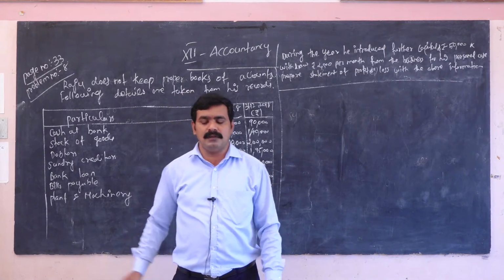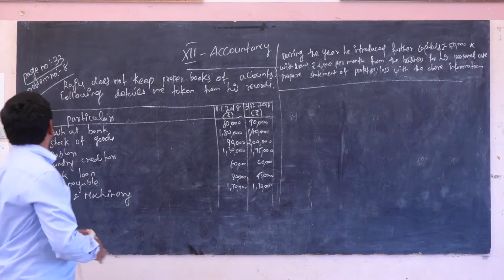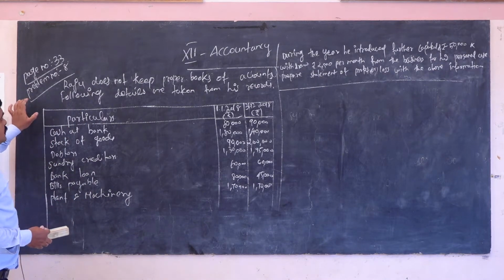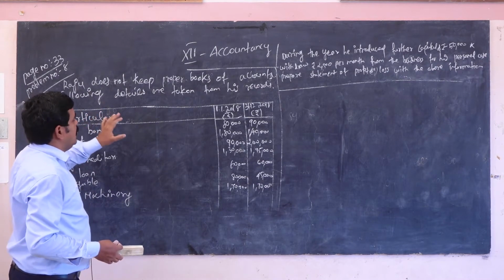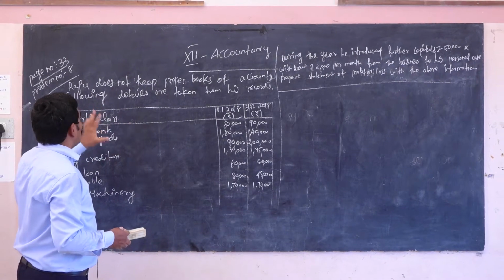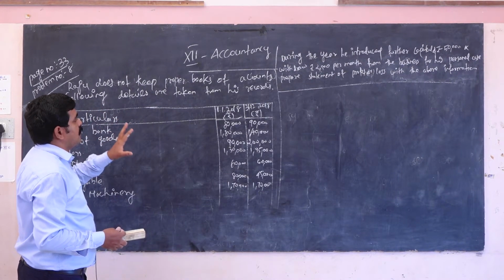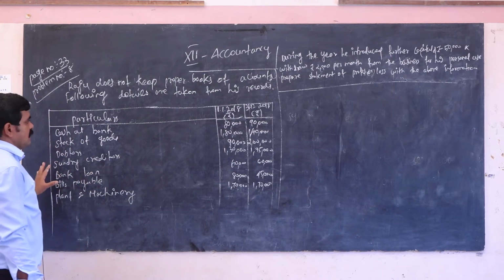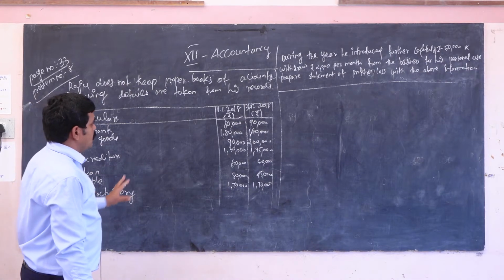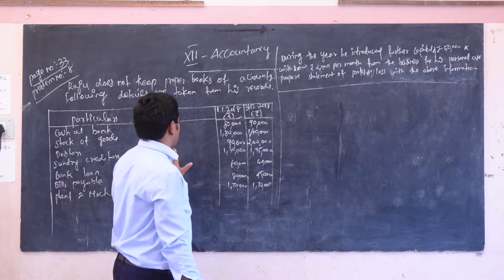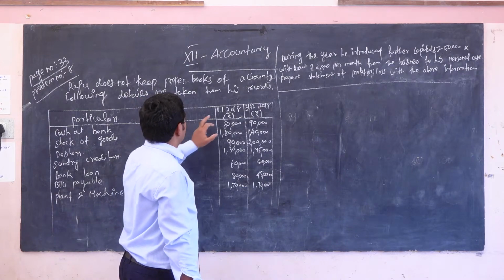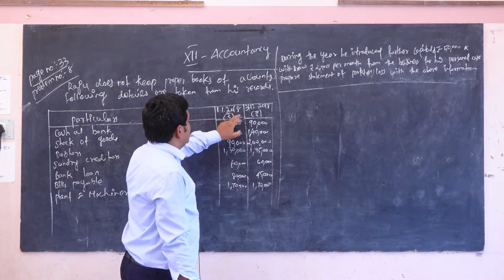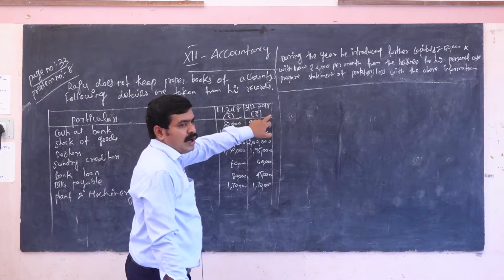We will start on problems. The next problem, page number 33, problem 8. Raju does not keep proper books of accounts. The following details are taken from his records. These are the particulars. There are opening balances of this information, 1/1/2018, and 31/12/2018 is the closing.